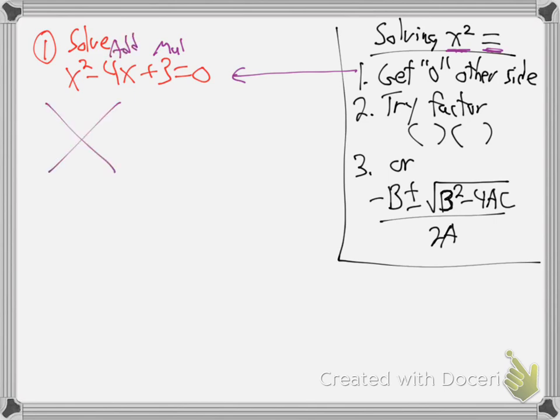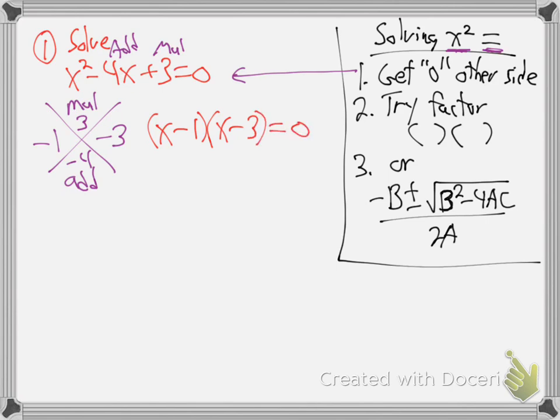So I'll do the diamond thing. What multiplies to be 3, adds to be minus 4? What two numbers multiply to be 3? 1 and 3. How can they add to be negative 4? Both negative. So that one factors, doesn't it? It factors as x minus 1, x minus 3 equals 0.